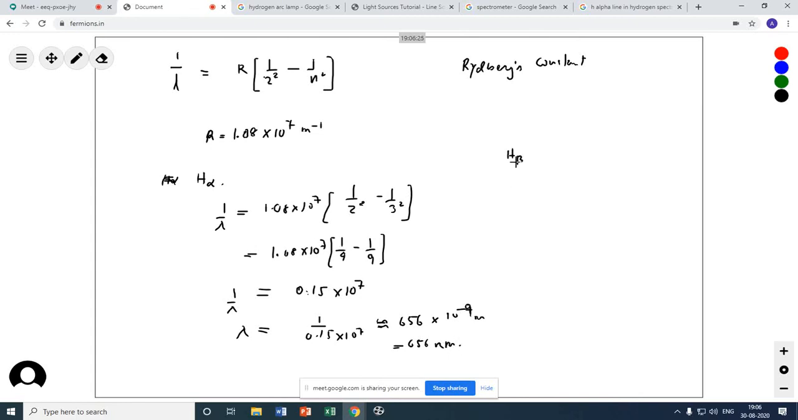Similarly, you find it for H beta. Everything being the same, 1 by lambda equals R times 1 by 2 square minus 1 by 4 square. Why is it always 2? We'll come to that, don't worry. Then H gamma would be 1 by lambda equals R times 1 by 2 square minus 1 by 5 square, and so on. Calculate H alpha, H beta, H gamma for the others. Okay?